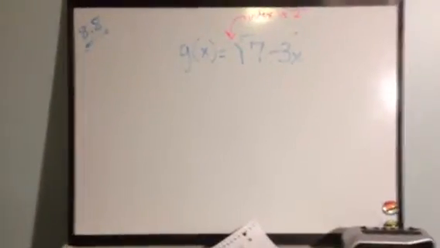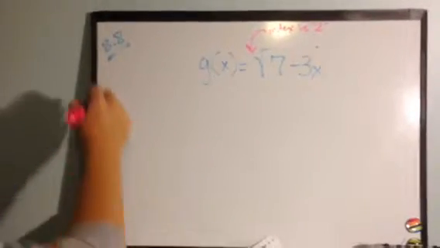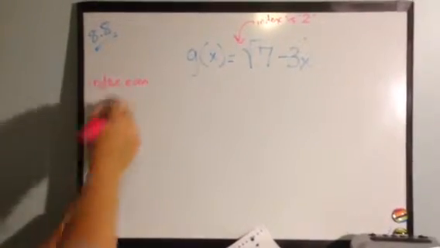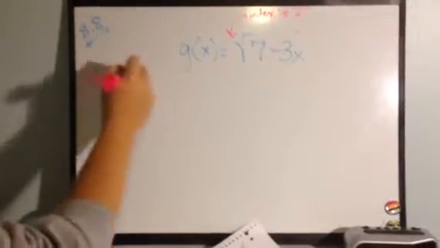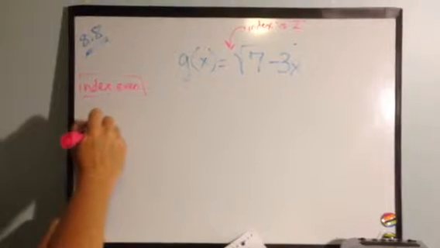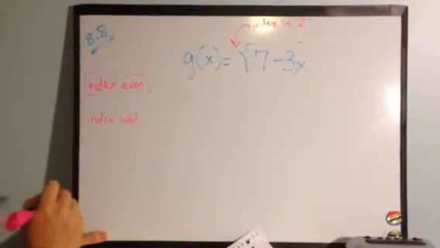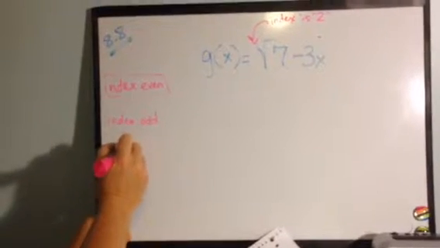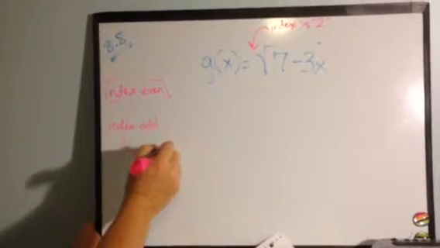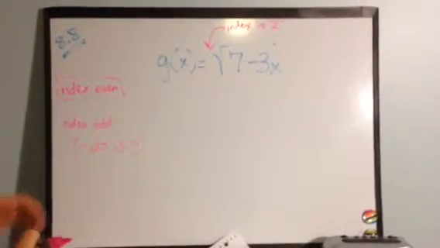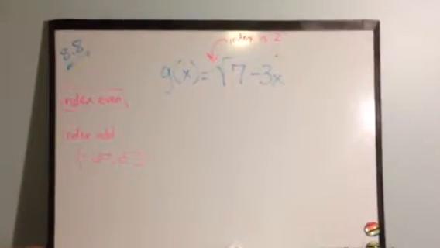That's important to know because as we're playing with radical functions, if my index is even, then I'm going to have to do some math and solve to find what my domain is. If my index is odd, then my domain is all real numbers. So my domain is negative infinity up to infinity. That's what we're going to be looking for today: the domain of this radical function.